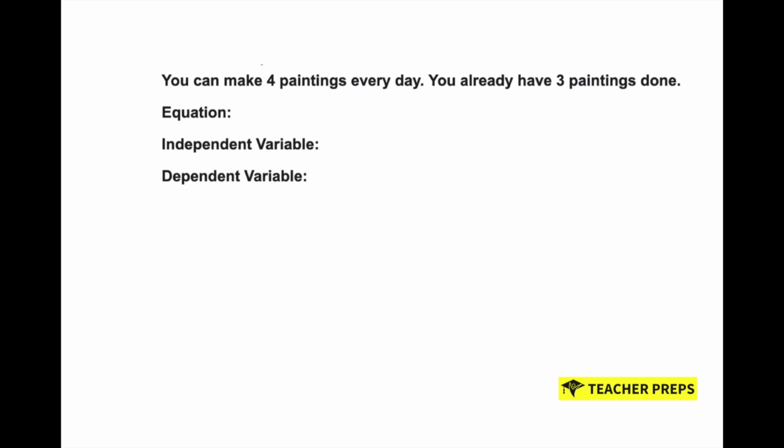This last one says that you can make 4 paintings every day, and you already have 3 paintings done. You can use whatever variables you want in this problem because it doesn't specify. I'm going to use a D for day and a P for paintings. So the amount of paintings we have is going to be 4 paintings for every day. And then we already have the 3 paintings done that we can add.